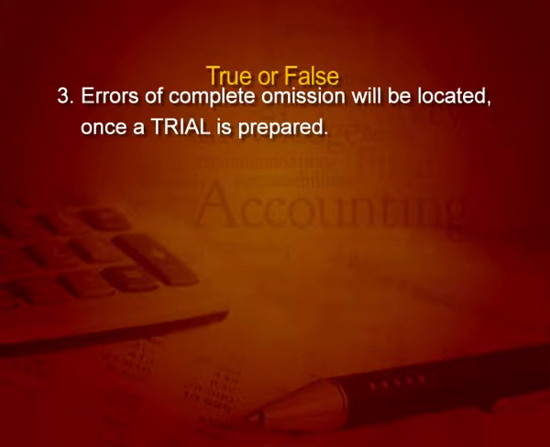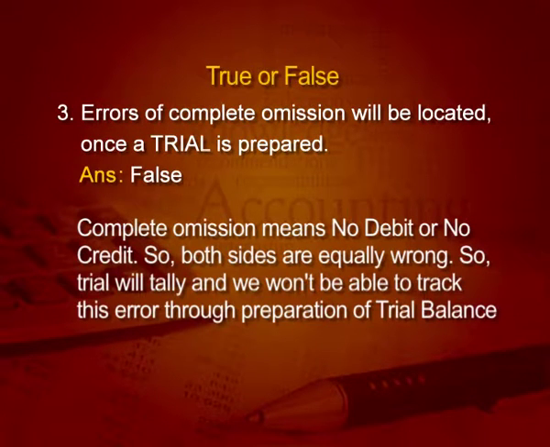Coming to our next point, error of complete omission. It will be located once a trial is prepared. The answer is false, because complete omission means no debit, no credit. So how can you get it from the trial? So both sides are equally wrong. Debit is wrong, credit is wrong, but it will tally, and we won't be able to track this error through preparation of trial balance, right?